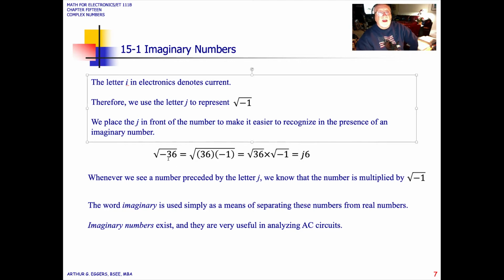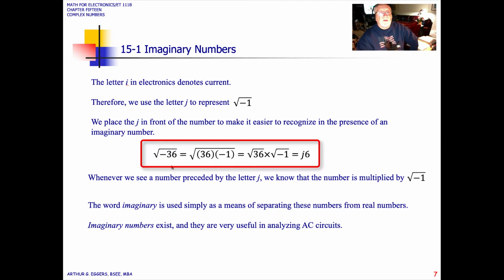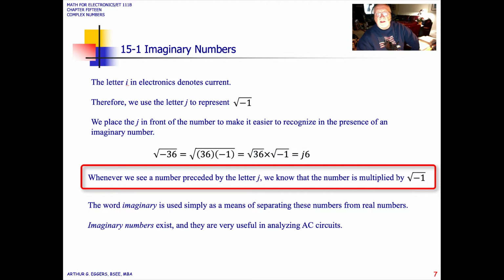So if we take a look at that expression again, the square root of -36 separated out, now we have j6. In electronics, we always put the j in front of the number. Okay, so we know that it's immediately telling us it's on the y-axis and it's the square root of -1.